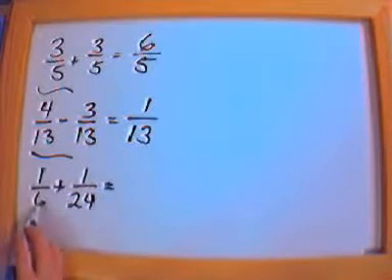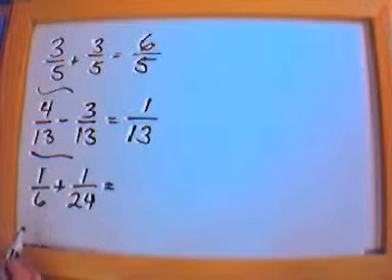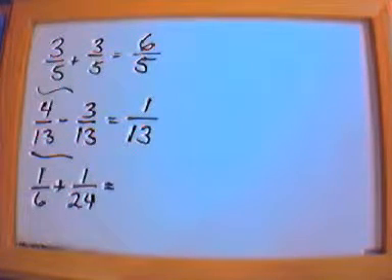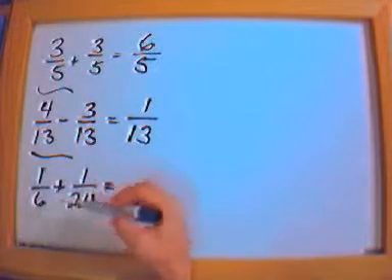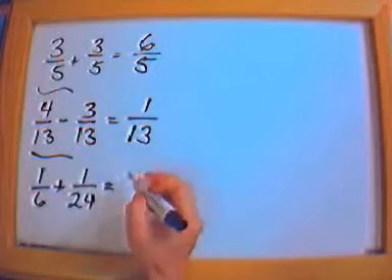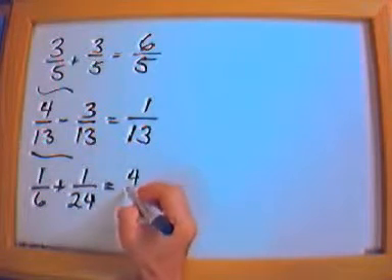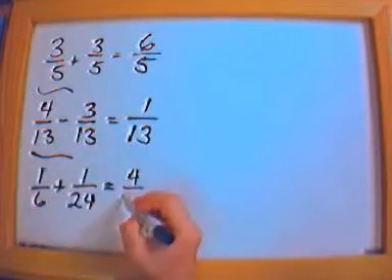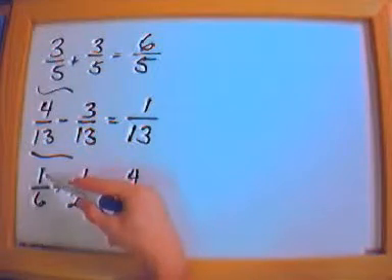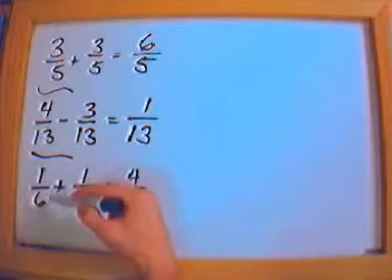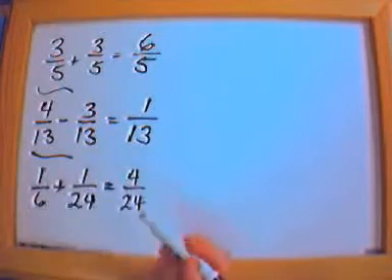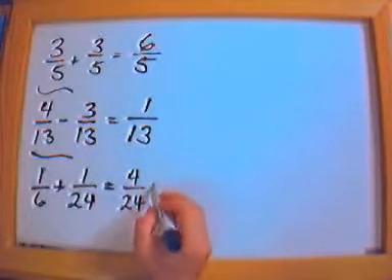Well, 6 times 4 would be 24, and that would make the bottom the same, but then I would also have to multiply the top by 4. So let's do that. I got to pick a number I'm trying to equal, so 1 times 4 is 4. 6 times 4 is 24. All I've done is multiplied this fraction top and bottom by 4, essentially multiplying by 4 over 4, which I can do. I can do that all day long. It doesn't change this fraction.